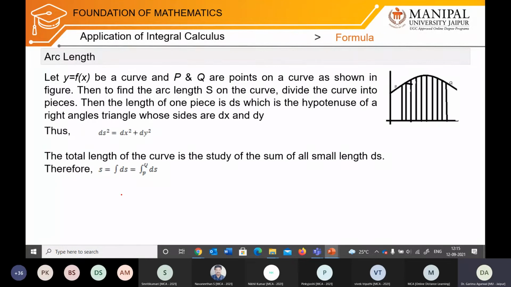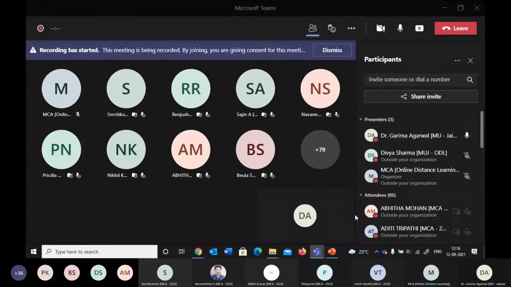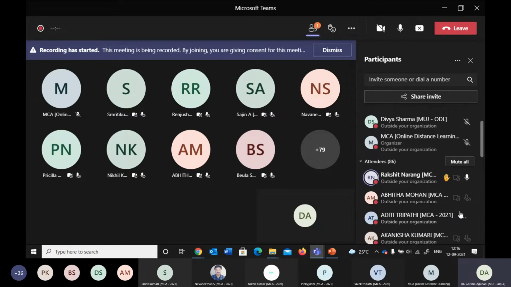Now the next is arc length. Let's say we have a curve y equals f(x). Okay, before moving towards the arc length, let me take your questions first. If you guys are having any doubt in area under curve, please raise your hand. Yes, Rakshit, you can unmute yourself and ask your question.